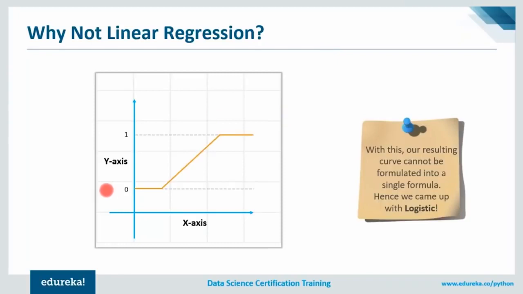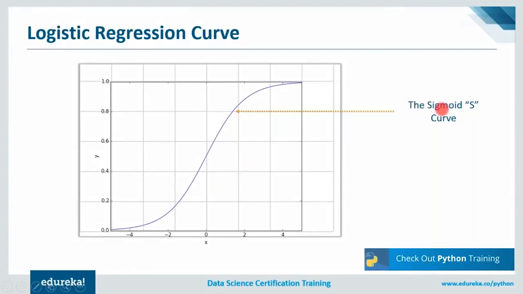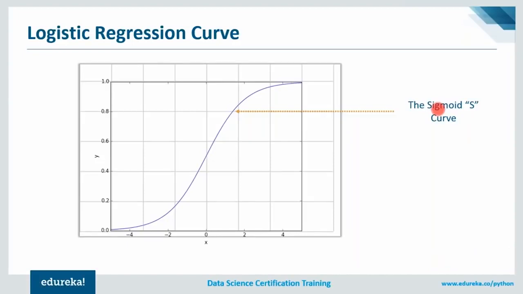Here the outcome is either 0 or 1, which is the main rule of logistic regression. With this, our resulting curve can be formulated, and our main aim to bring the values to 0 and 1 is fulfilled. That is how we came up with logistic regression. Once it gets formulated into an equation, it looks somewhat like this. Guys, this is nothing but an S-curve, or the sigmoid function curve. This sigmoid function converts any value from minus infinity to infinity into the discrete values which logistic regression wants, the values in binary format, either 0 or 1.